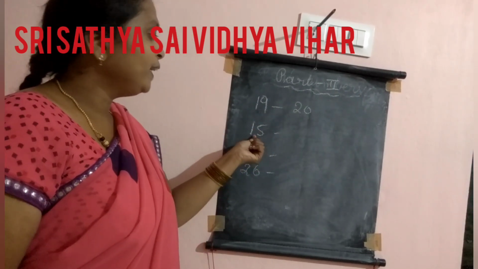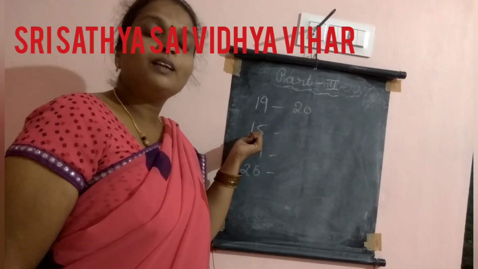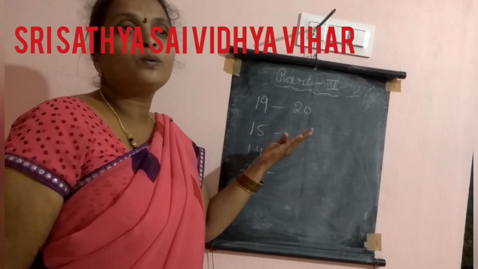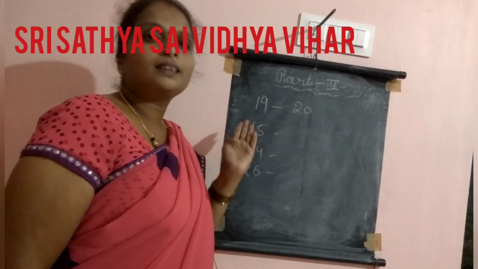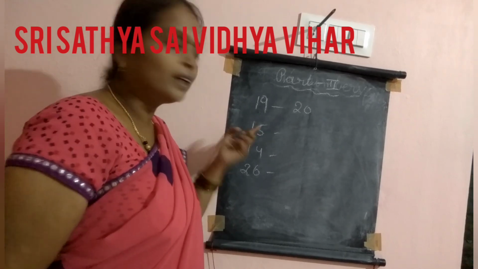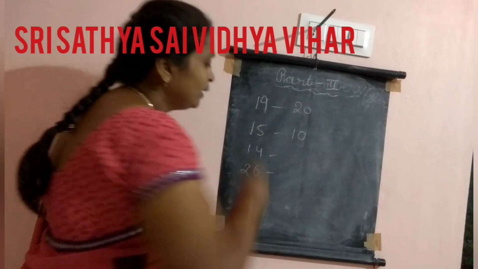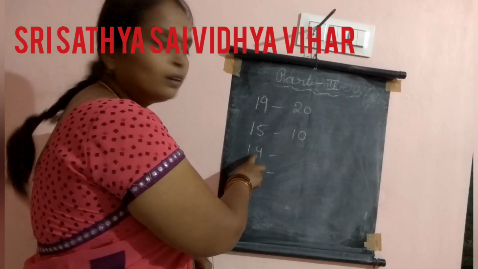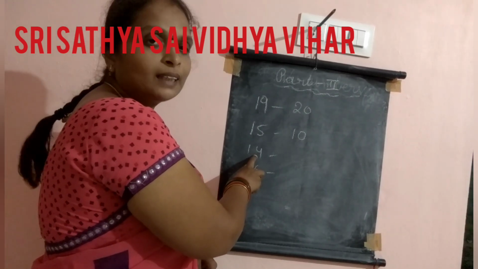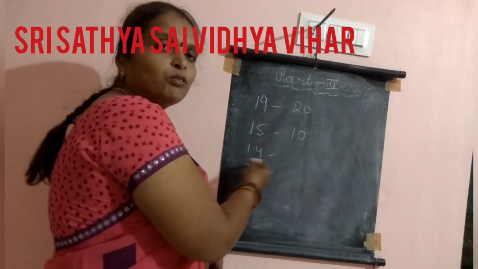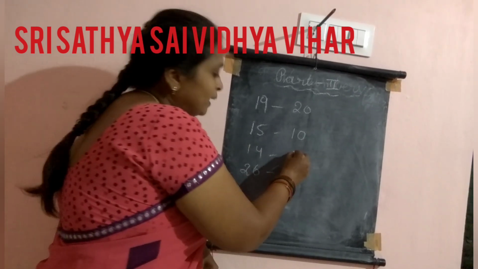Here 15. 15 means the ones place is less than or equal to 5, so we have to write the nearest tens before it, that is 10. Also 14: in the ones place 4 is less than 5, so the nearest tens before 14 is 10.